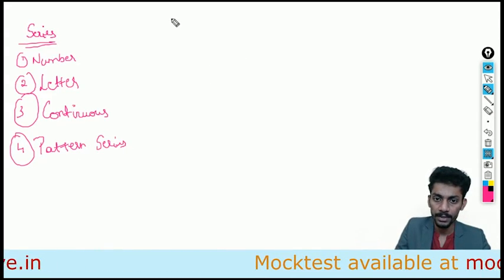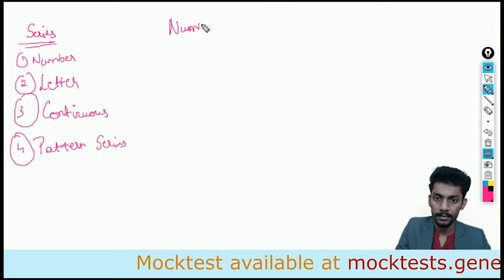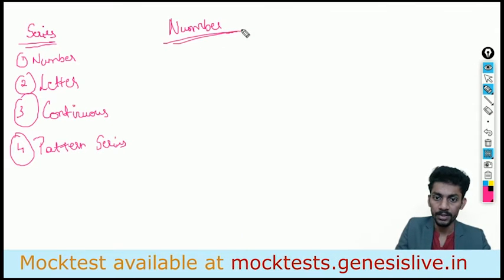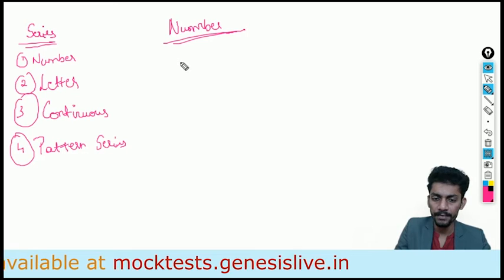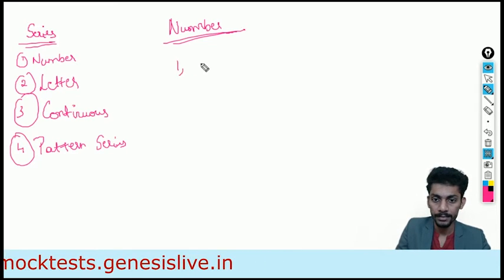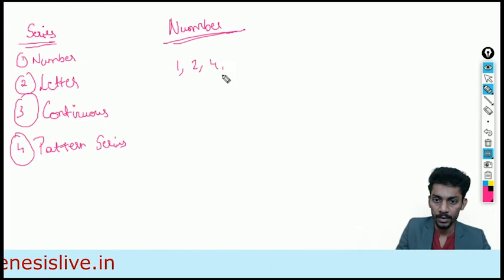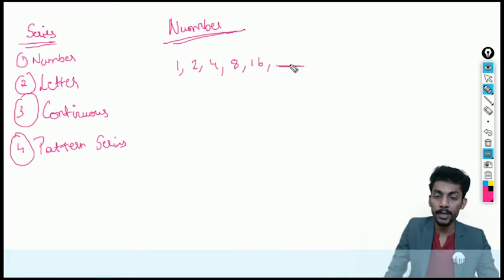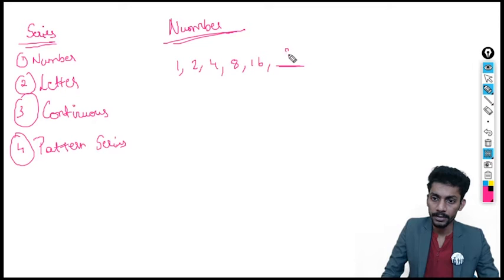Now, if you talk about number series, the first few questions are based on number series. If I give a simple example: 1, 2, 4, 8, 16. What is the next number? This is one kind of question in number series. What number should replace the question mark? Very, very simple question.